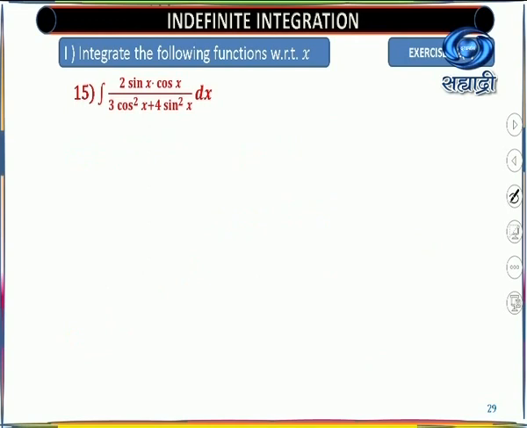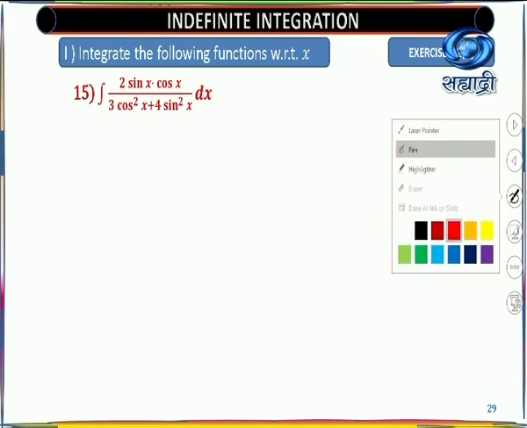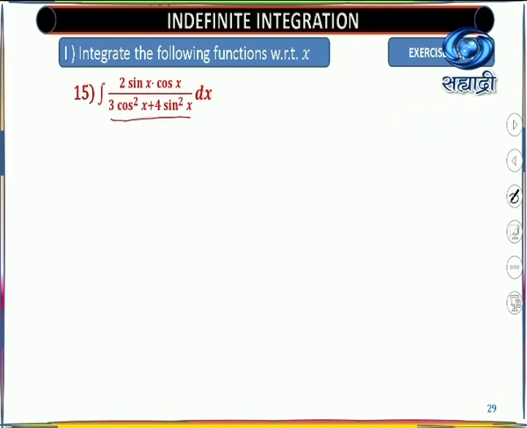Okay, this is our example. We'll start with the 15th example: integral of 2 sin x cos x upon 3 cos square x plus 4 sin square x dx. Now look here. The denominator is 3 cos square x plus 4 sin square x. As we are in exercise 3.2a, we know it depends upon the substitution method or the corollaries based on that.